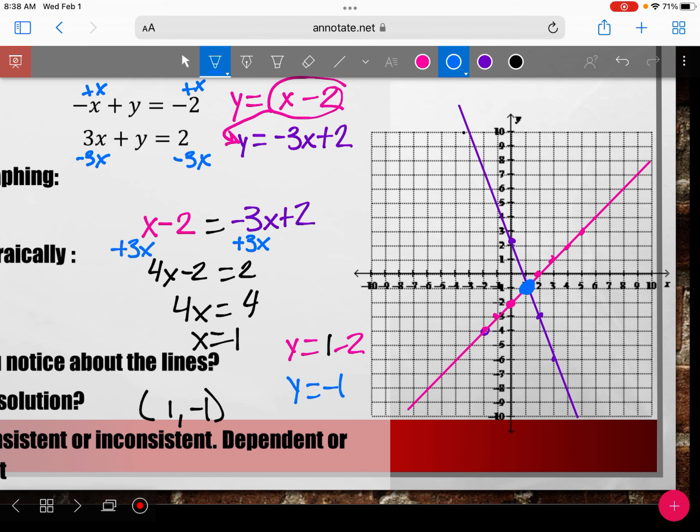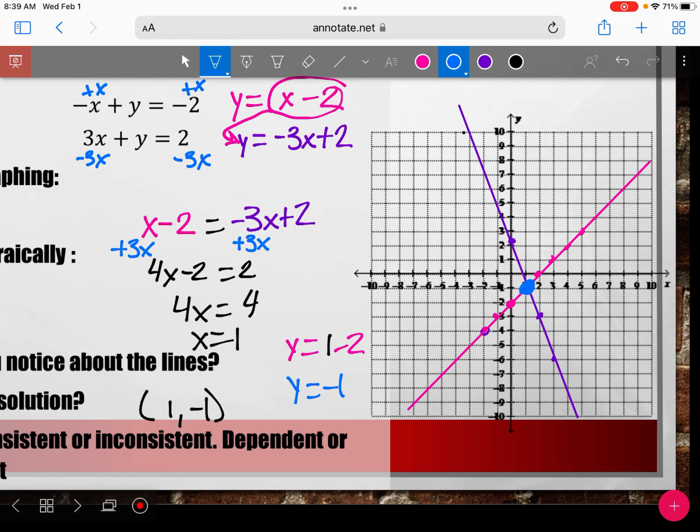That gave me my slope-intercept. So for the pink line here, it's -2, and my slope was 1. Up 1 over 1, up 1 over 1, to give me my line. For my purple line here, we wound up with a y-intercept of +2 and a slope of -3. So it goes down 3, right 1. Down 3, right 1. Down 3, right 1. That gives me that intersection right there. I can see right there that they're going to cross.